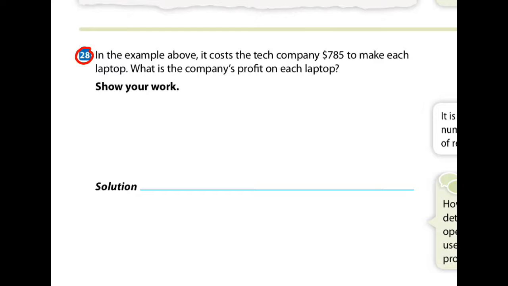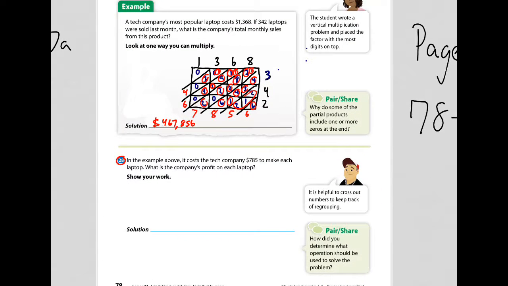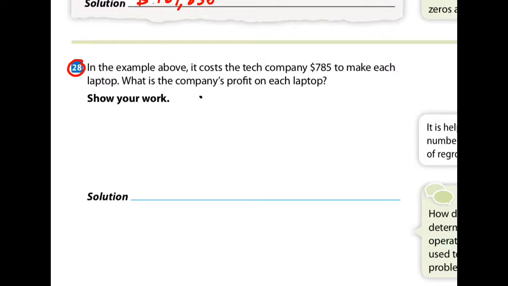So, I'm going to read the problem, and then we'll decide what you're doing first. It says, in the example above, it cost the tech company $785 to make each laptop. What is the company's profit on each laptop? Now, remember, in the problem above, they sold each laptop for $1,368.